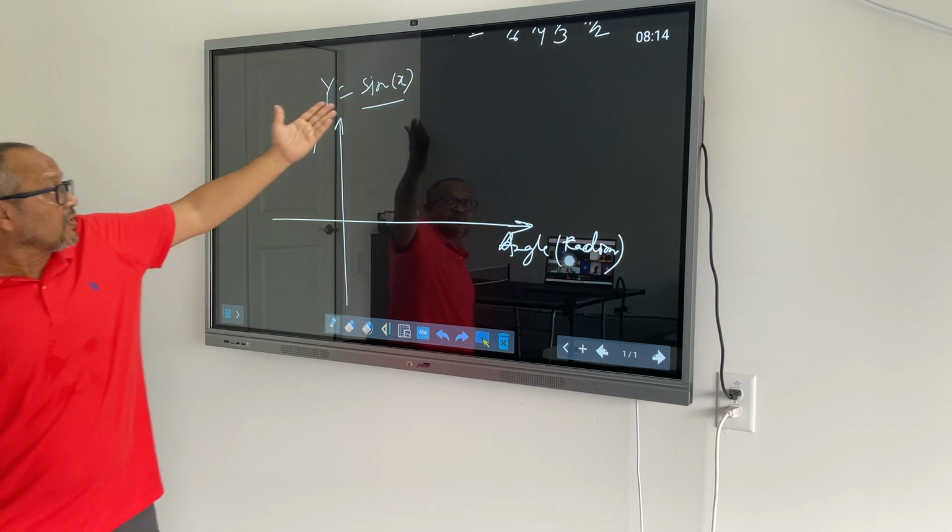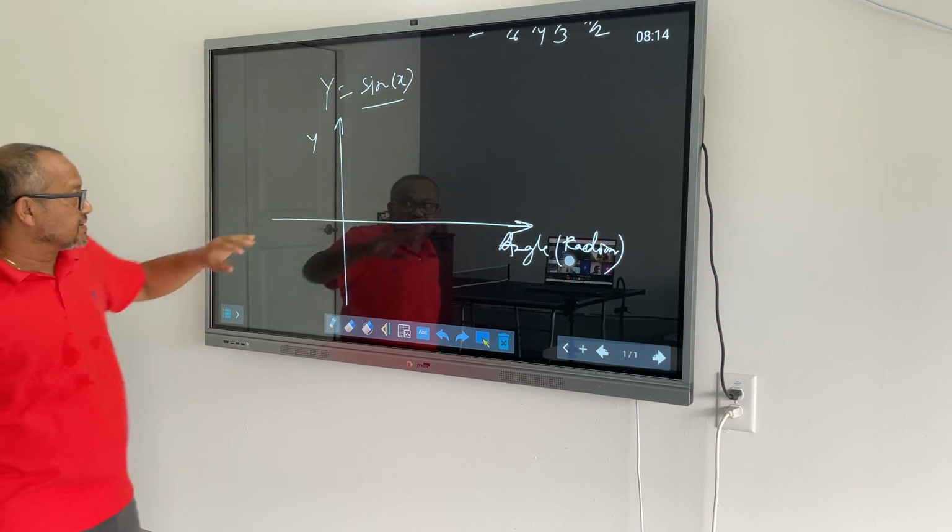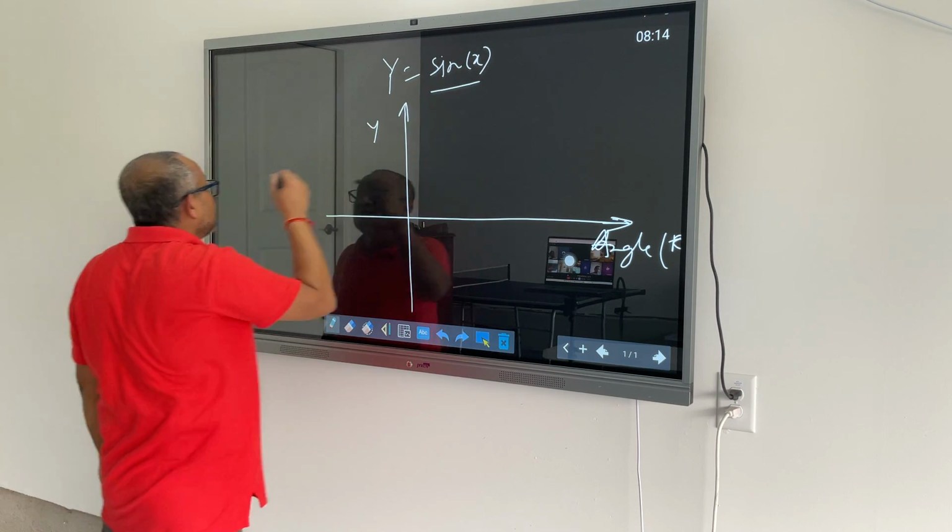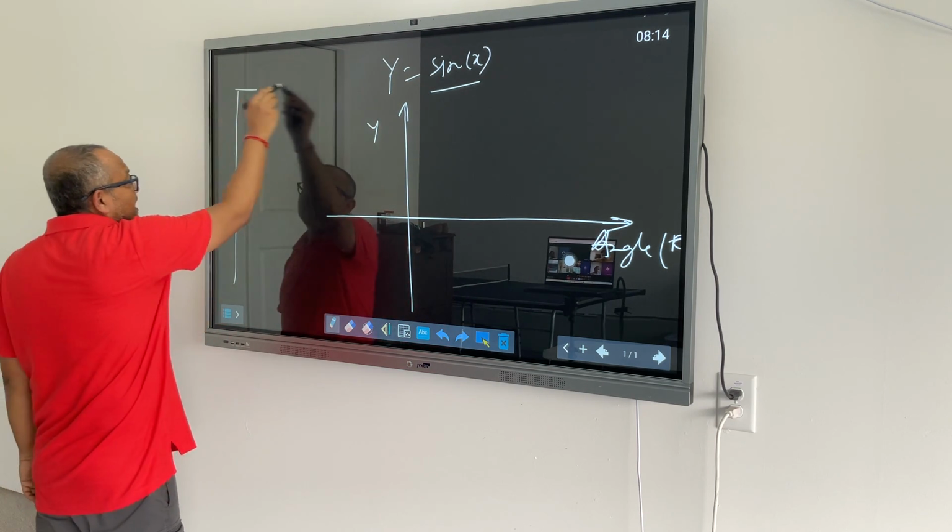And see, this is what we are trying to do, y equal to sine of x. So what we want to do is, my x is nothing but the angle in radian. So let's create a table here.